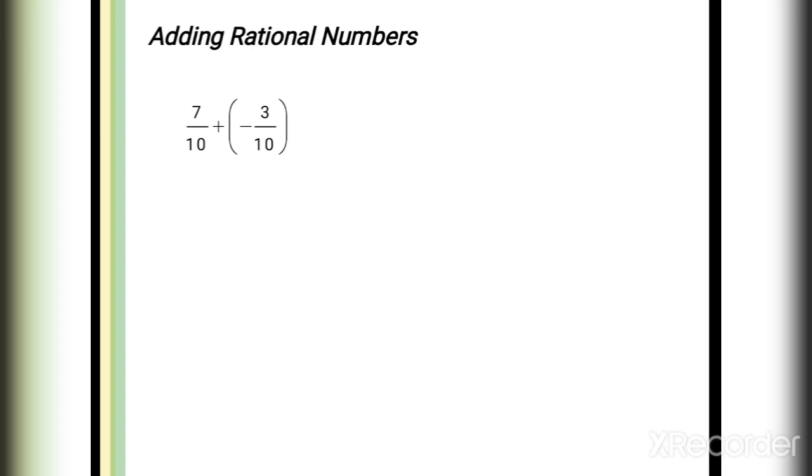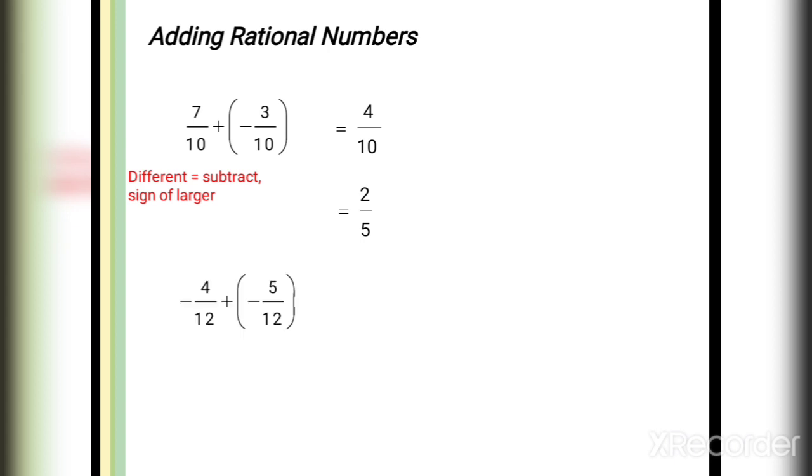Now, adding rational numbers. How do we add rational numbers? For example, 7 by 10 plus (minus 3 by 10). Here the signs are different, so we subtract and put the sign of the larger number. The answer will be 4 by 10, because 7 minus 3 is 4 and the denominator remains the same, with the sign of the greater digit. Now we have to write it in simplest form. So it is 2 by 5.